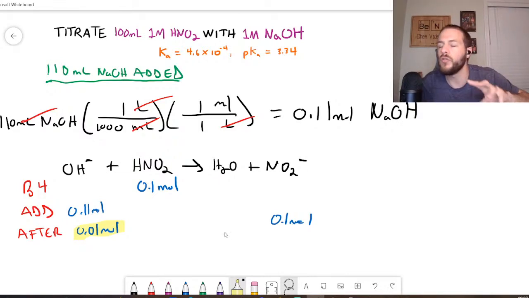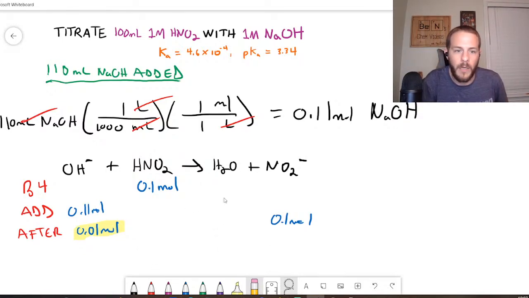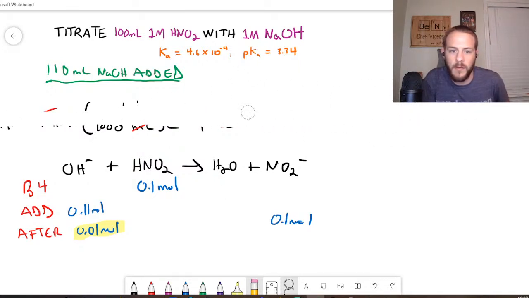Again, because it contributes such a small, negligible amount to the overall OH minus concentration compared to the OH minus that we added in there, or the leftover OH minus that's in there after 0.1 moles of it got consumed by the nitrous acid. Okay, so really all we have to do is calculate the concentration of hydroxide from this 0.01 moles, right? So how do we do that? Well, I think I can delete this. Just going to erase some of this stuff.